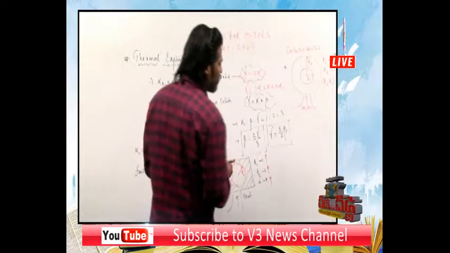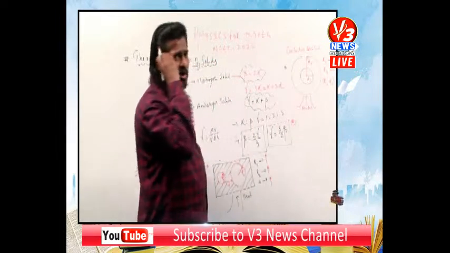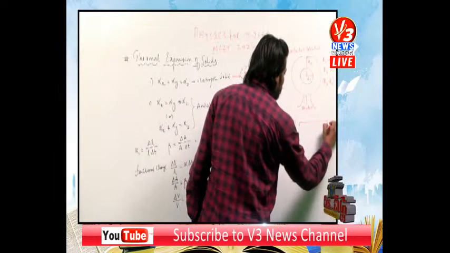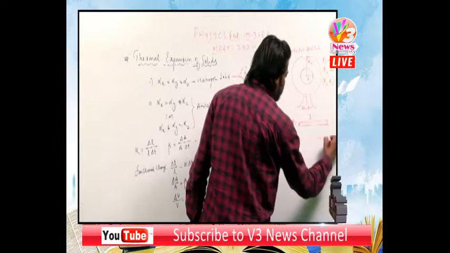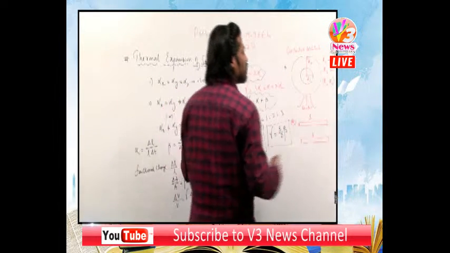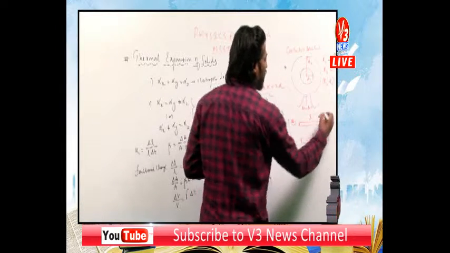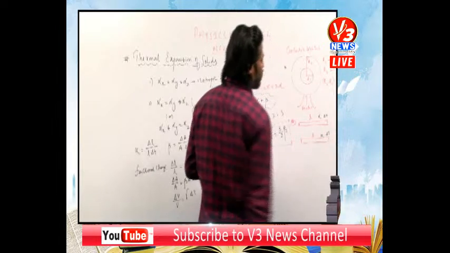Now come to a very important point. Say we have two materials. This is one rod of length L, and this one is another rod of the same dimension, L. The coefficient of linear expansion of this one is alpha, and this one is also alpha. The temperature difference for this one is delta T, and for this one is also delta T.